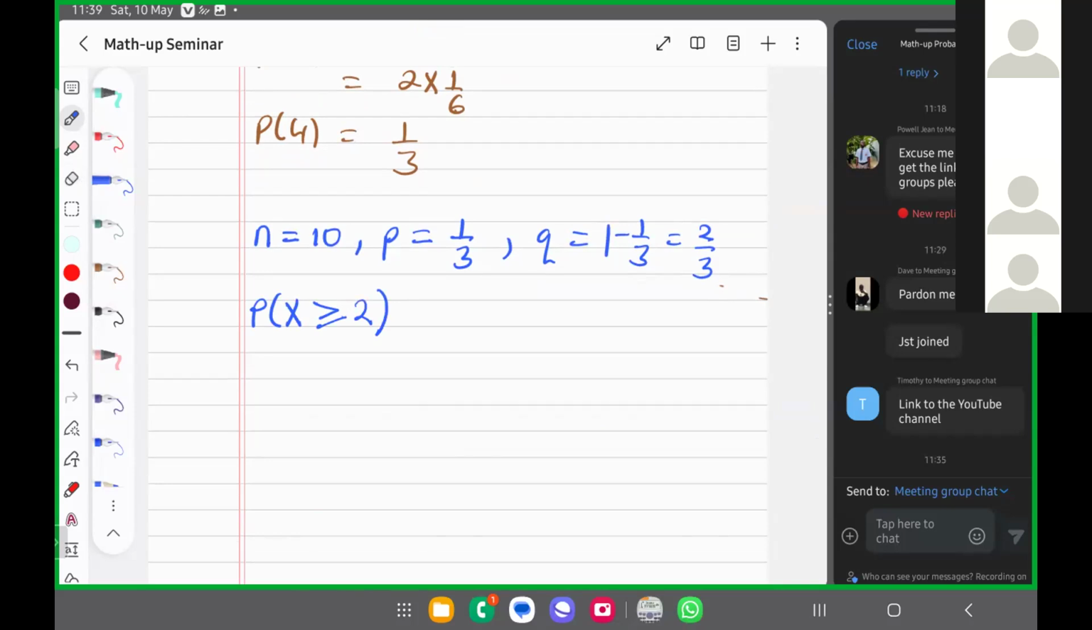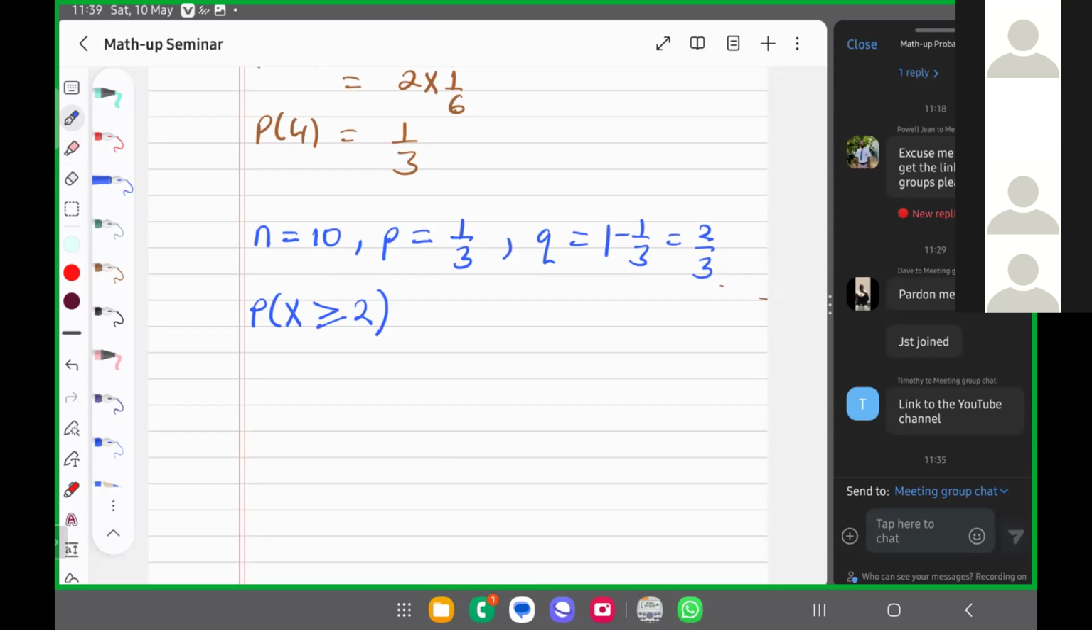Now, in this case, we could have read off that probability directly from the table having cumulative results for binomial distribution. But our value of p is 1 out of 3, which is 0.3333, and so on. When you go to your logbook, you will not find that value, which means we cannot use our logbook in this case. We cannot use the tables to get that probability. So the only option we have is to use our calculator.